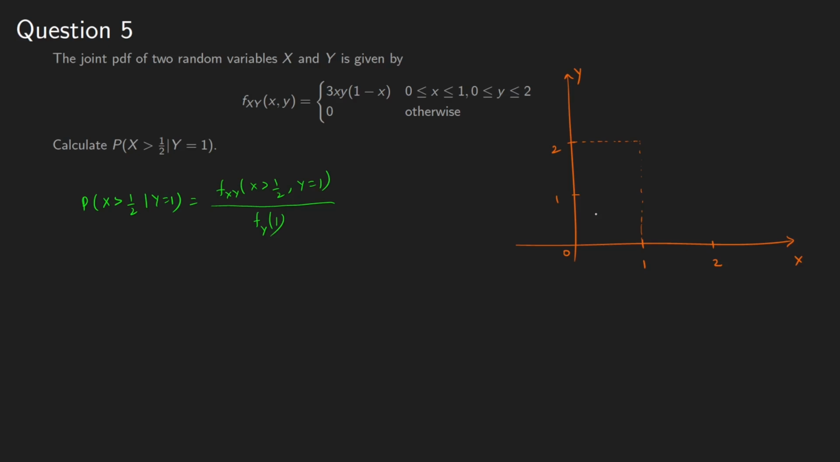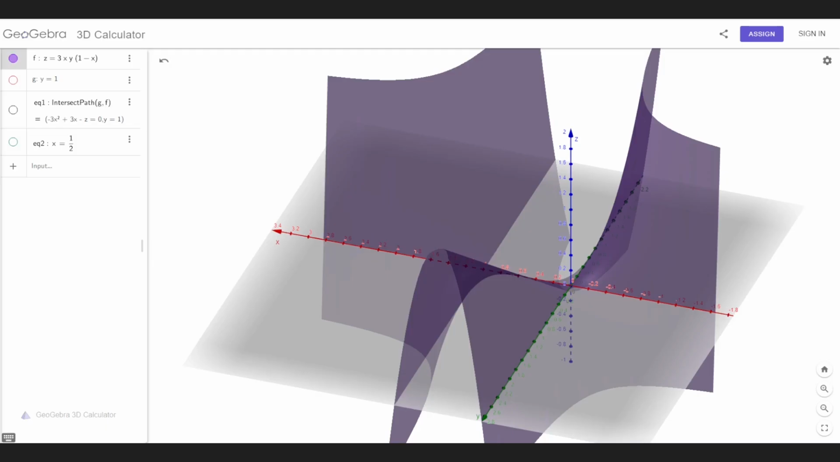You can even consider that the axis coming out of the screen is the z direction, and it is a 3D plot. What we have to do is take a slice at y equals 1. We know that y has already taken value 1, and then we have to find the probability that x takes a value greater than 1 by 2. So let's try to visualize this density function on GeoGebra. What I have done here is plotted z equals 3xy times (1 minus x).